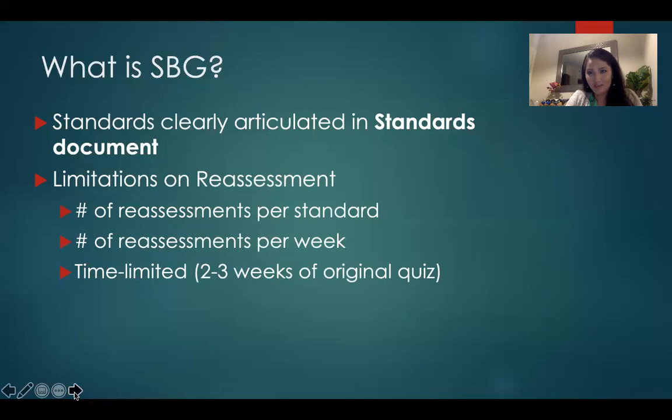Now, in order to make this feasible for a teacher, and we do need to make this feasible because you have to deliver on whatever promises you made your students, you have to put some kind of limit on reassessment. Now you can limit the number of reassessments per standard. So for one semester, I said you can reassess on every topic once. But that was a bad idea.